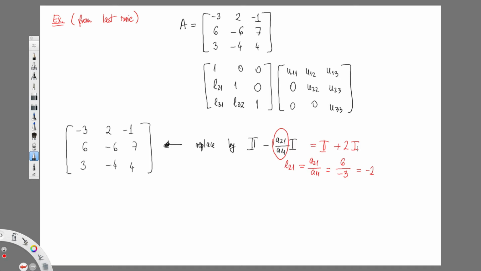So when we do that, I'm going to have -2, 3, -1. So this is going to be 0. Minus 2 times 2 minus 6 is -2. 2 times -1 plus 7 is 5.